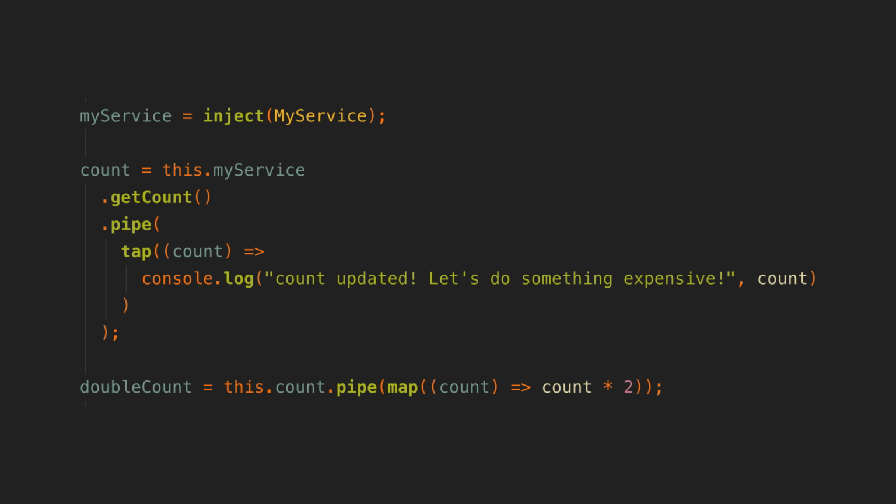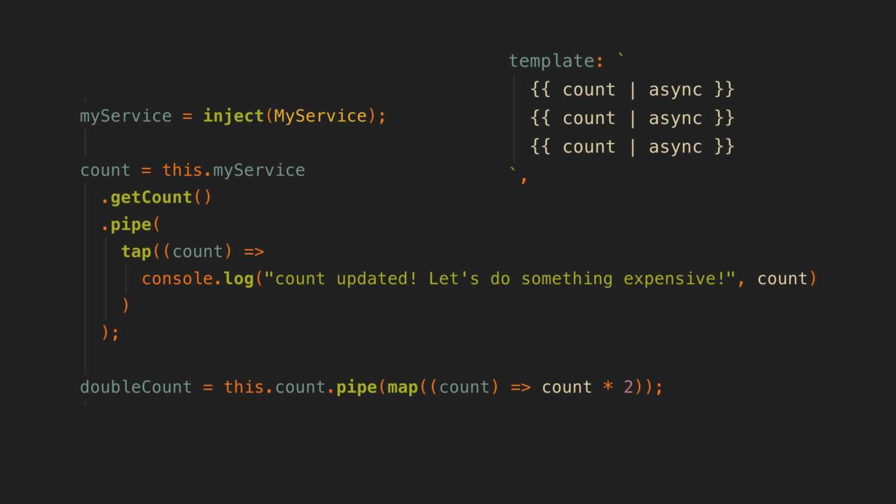With RxJS, we can similarly achieve a side effect with the tap operator or by doing a manual subscribe. So this is a reasonably common pattern and one that does not appear dangerous on the surface. But there are actually a couple of traps here. If I try to access the count value multiple times in the template by using the async pipe multiple times, it is going to trigger the side effect every time I try to access the value. So this isn't a problem with Signals.